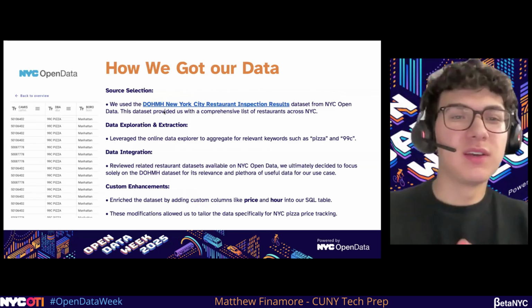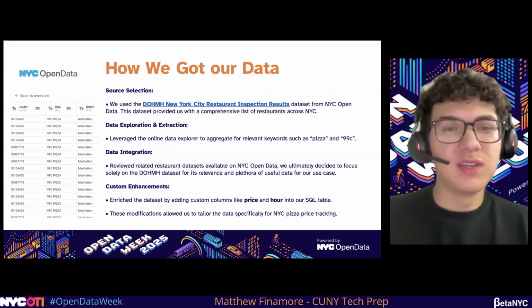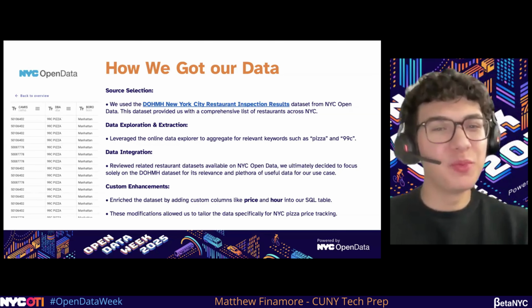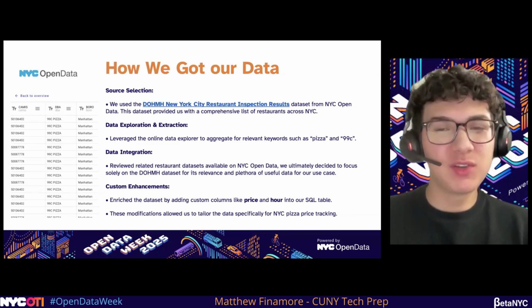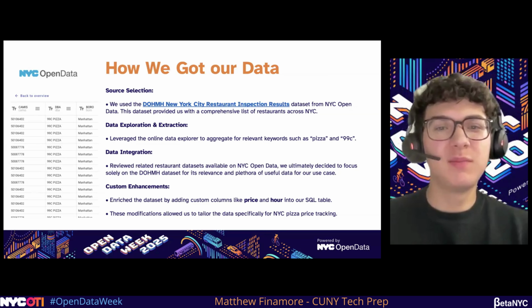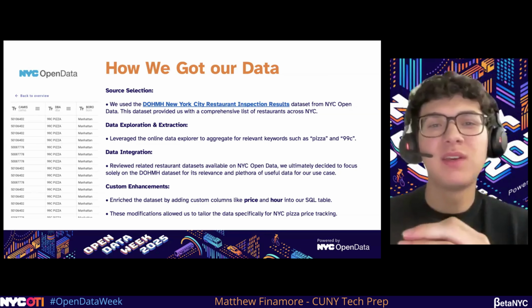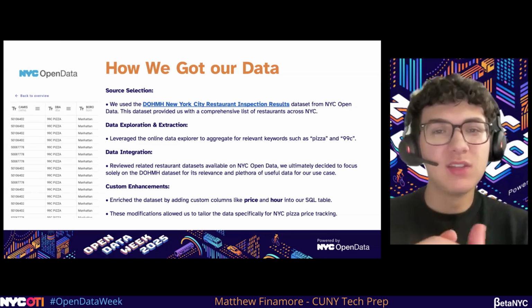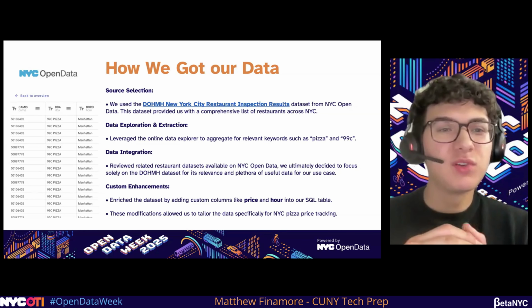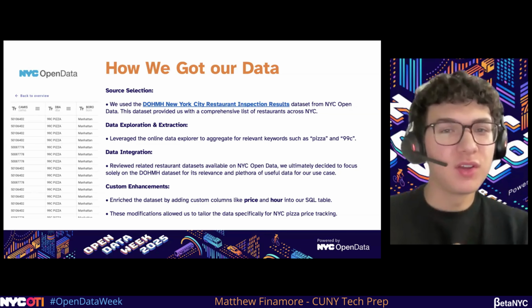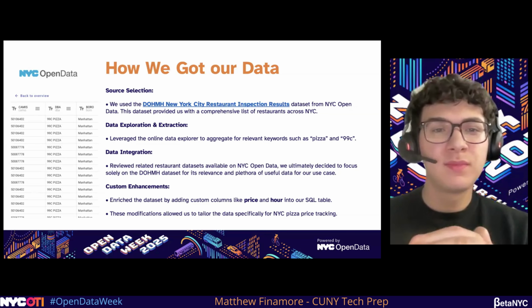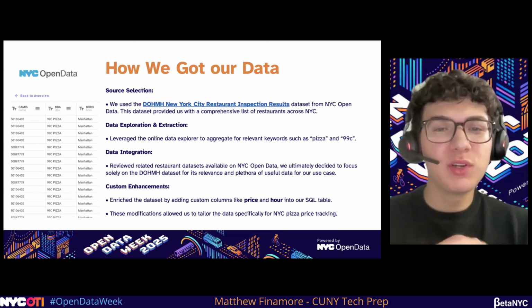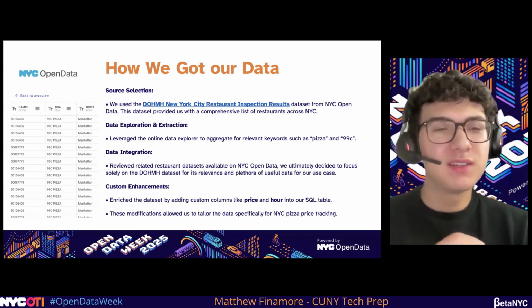So, how we got our data. Source selection: we use the DOHMH New York City Restaurant Inspection Results dataset from New York City Open Data, because this dataset provided us with thousands of lines of data from almost every single restaurant that exists in New York City. For inspection results, they need to check every restaurant that exists, and that was perfect for our use case to find every restaurant. And we leveraged the online data explorer to aggregate for relevant keywords such as pizza and 99-cent so that we could find exactly what we were looking for.